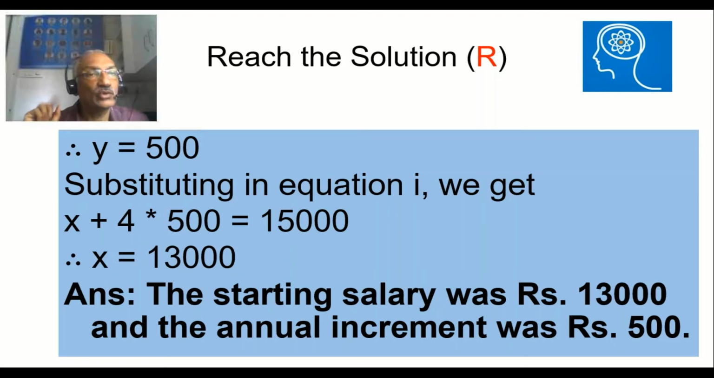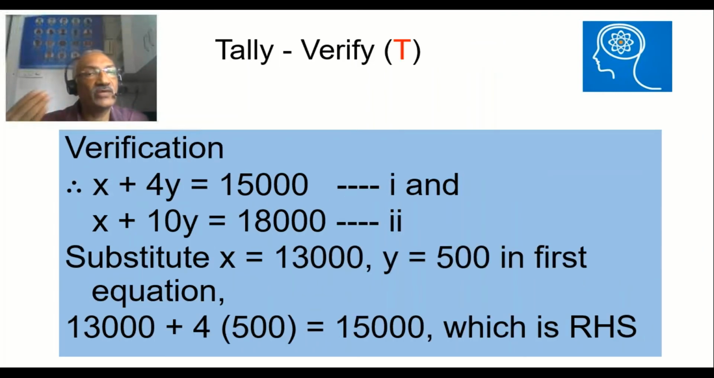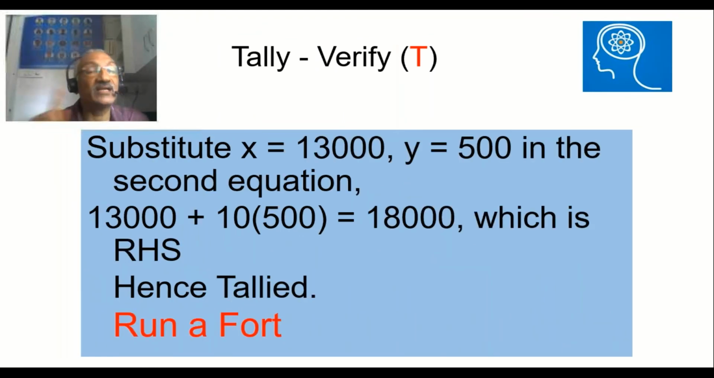Have you completed it? No. The very important step of verification or tallying the answer is remaining. So here is how we do it. We take the value of 13,000 and substitute in equation 1. So the left hand side and right hand side tally. So the verification for the first condition is met. For the second condition also you need to do the same step, which is substituting X as 13,000, Y as 500. You get the LHS and RHS matching. So hence we have tallied the answer. Hence we have successfully run the fort.